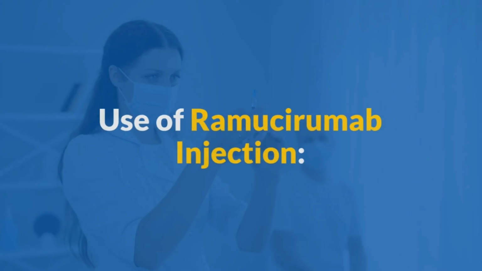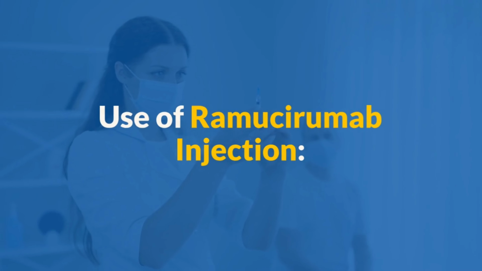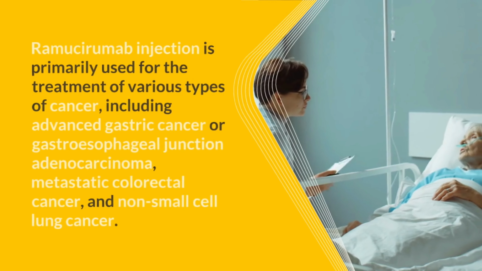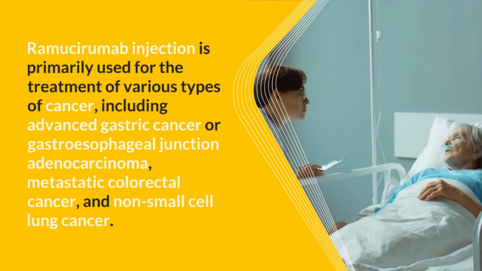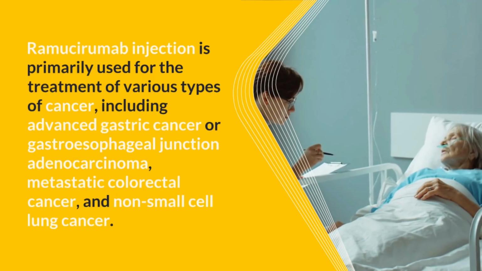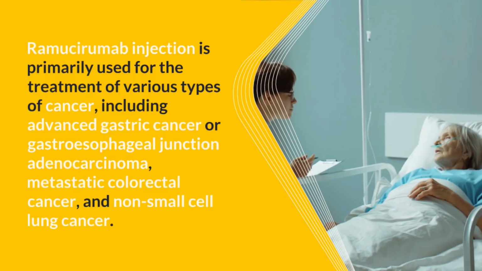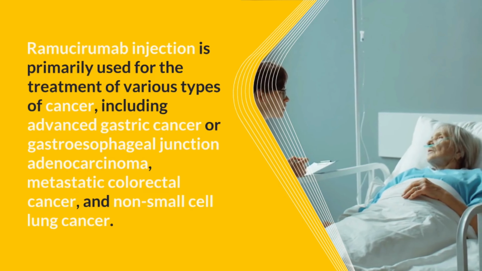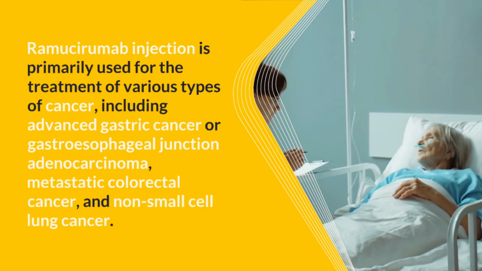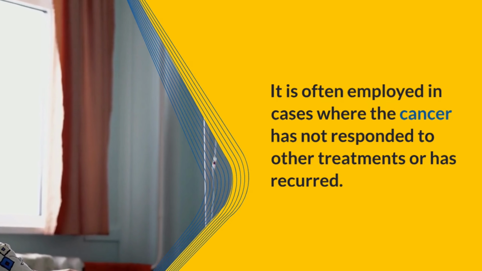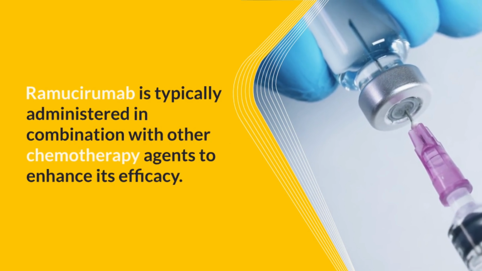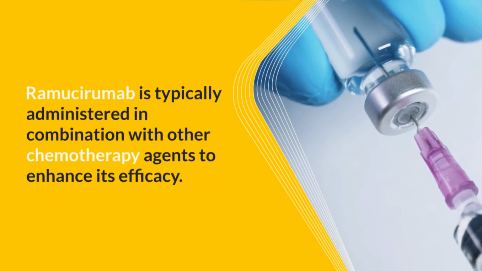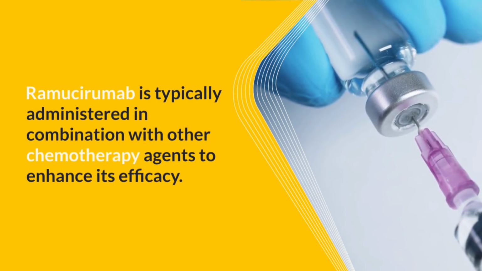Now, let's get started. Use of Ramucirumab injection. Ramucirumab injection is primarily used for the treatment of various types of cancer, including advanced gastric cancer or gastroesophageal junction adenocarcinoma, metastatic colorectal cancer, and non-small cell lung cancer. It is often employed in cases where the cancer has not responded to other treatments or has recurred. Ramucirumab is typically administered in combination with other chemotherapy agents to enhance its efficacy.